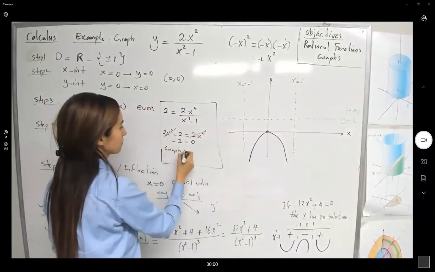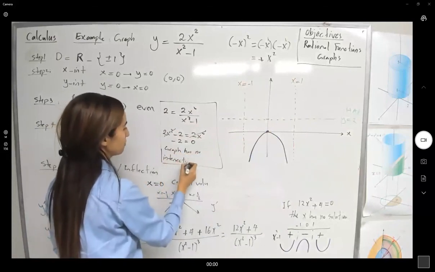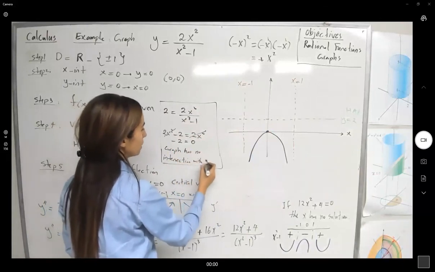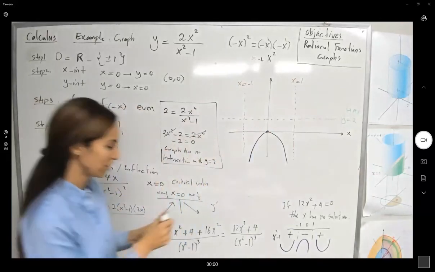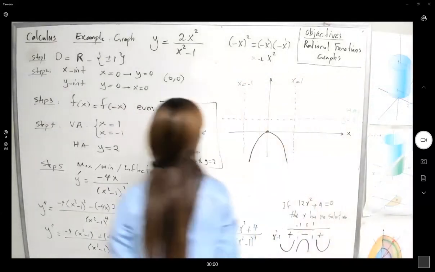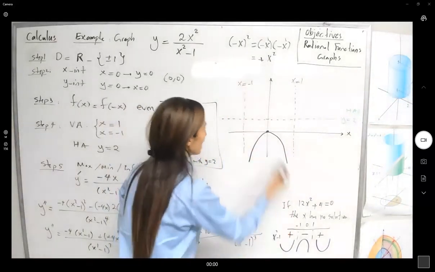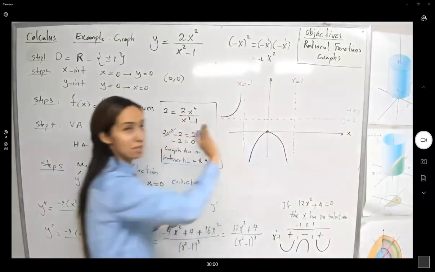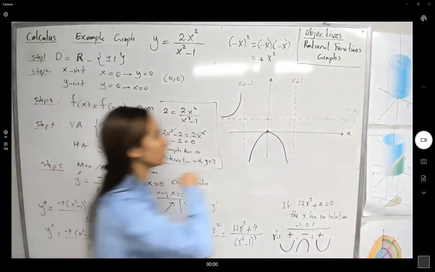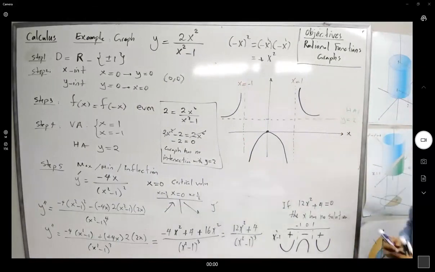The graph has no intersection with y equals 2. It means that it is above your horizontal asymptote. So since we already know that it is concave up, it doesn't touch the vertical asymptote. Also, here it doesn't touch your vertical asymptote and neither the horizontal asymptote. So this is the graph.